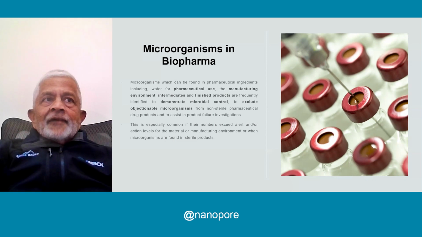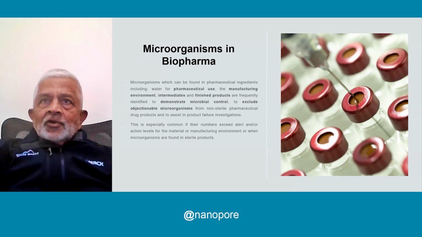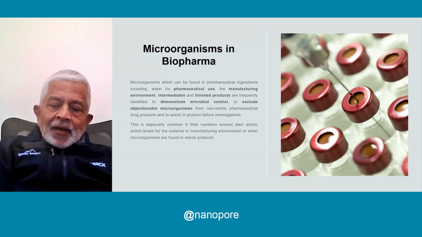Microorganisms in biopharma, meaning microorganisms which can be found in pharmaceutical ingredients, including water for pharmaceutical use, the manufacturing environment, intermediates, and finished products, are frequently identified to either the genus level or the genus and species level, basically to demonstrate microbial control, to exclude objectionable organisms, as in the case of non-sterile products, or absence of microorganisms, as in the case of sterile products. And in the case of environmental monitoring, it is to maintain a level of microbial control in the environments that are used to manufacture these products.